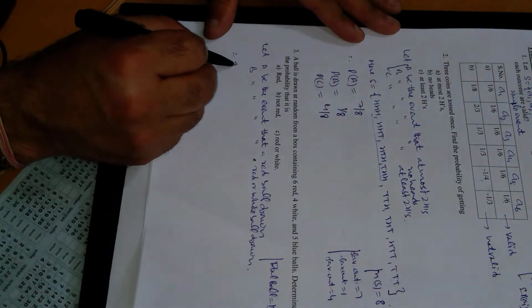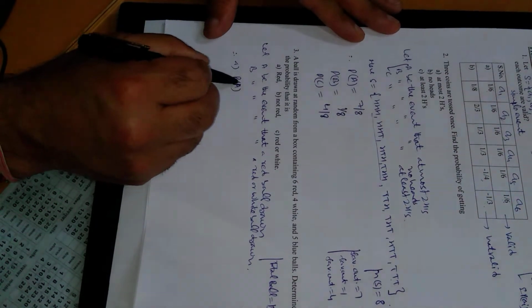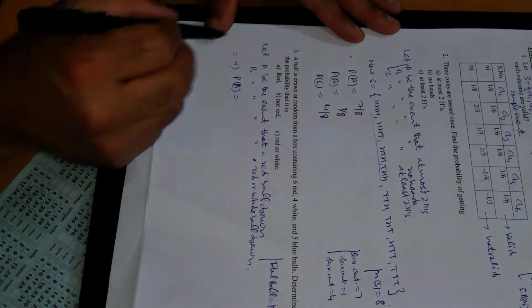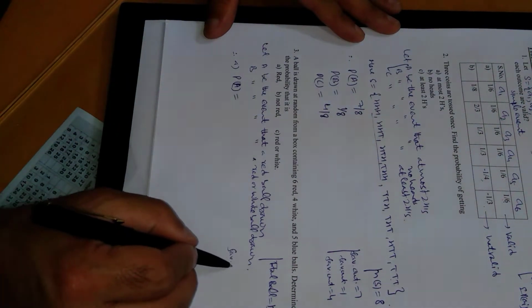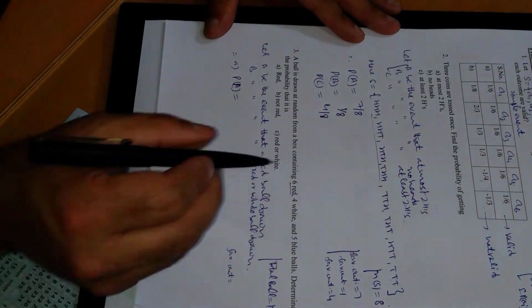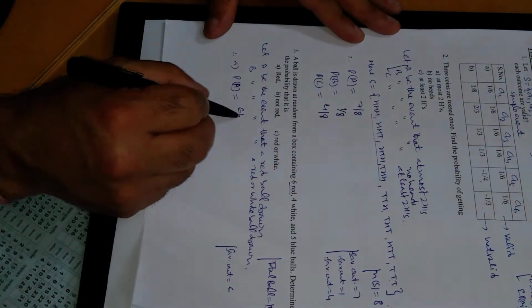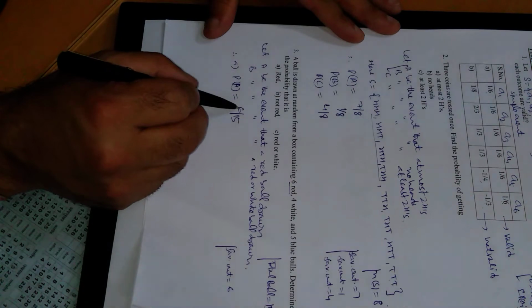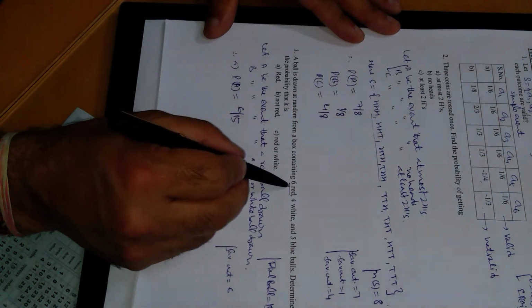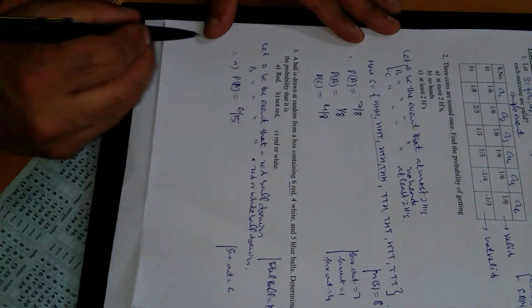Therefore, number one, probability of A means a red ball drawn. We have to draw one red ball, so favorable outcomes for this are 6, and total outcomes are 15. Favorable outcome 6 means any one of the 6 red balls can be drawn from the box.